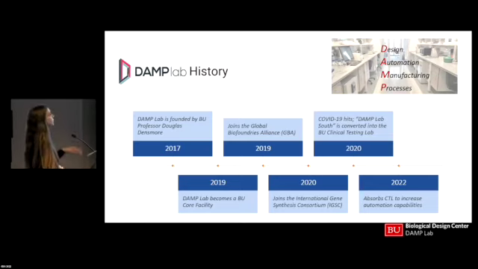Two years into the DAMP Lab being at BU, it became a core facility at BU, which established itself long-term to offer services to the BU community. Then in 2019, there was the inception of the GBA, and we joined that. And then in early 2020, we joined the International Gene Consortia, which some people know 2020 as some other major world event, which was COVID-19 hit.